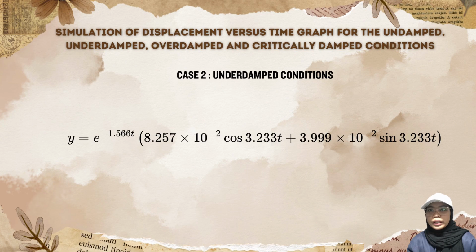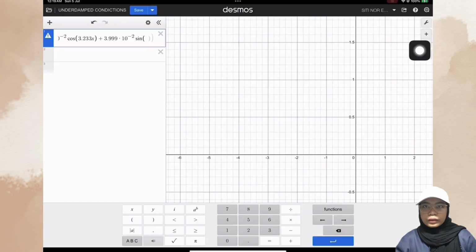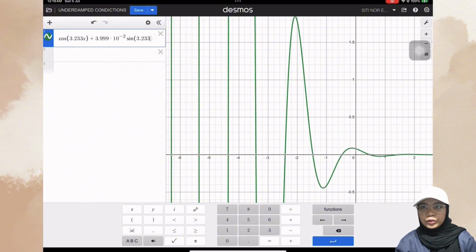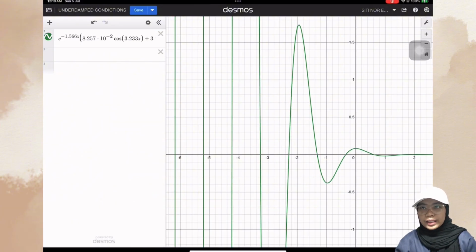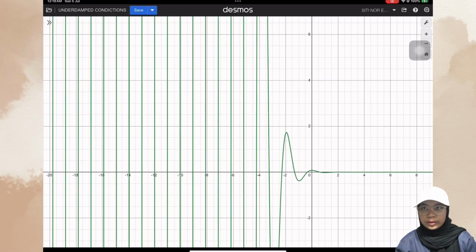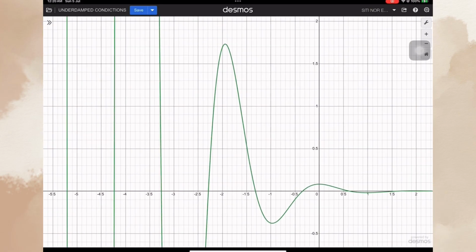Final solution for the underdamped condition will be y equal to e to the negative 1.566 t multiplied by 8.257 times 10 to the negative 2 cos 3.233 t plus 3.99 times 10 to the negative 2 sin 3.233 t. Finally, we enter the final general solution for underdamped conditions in Desmos to get the graph of underdamped motion.